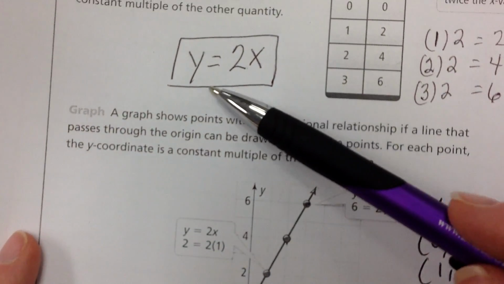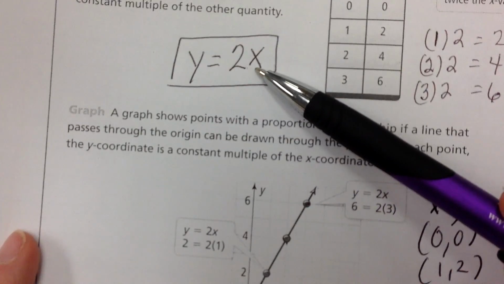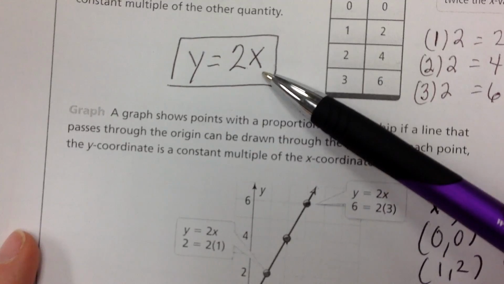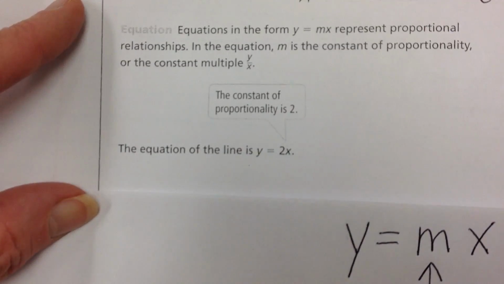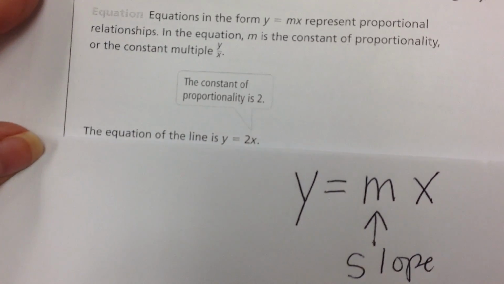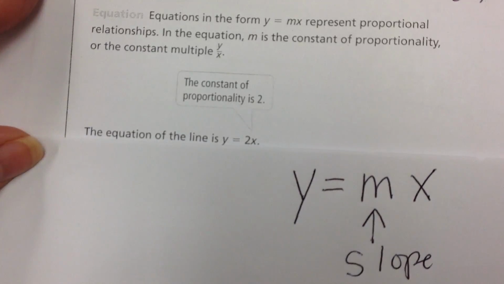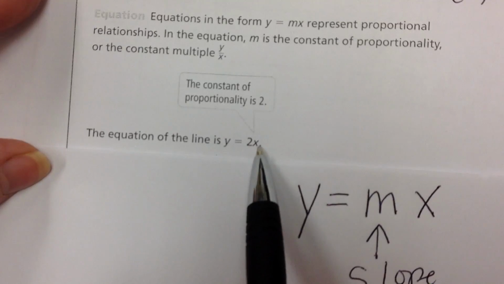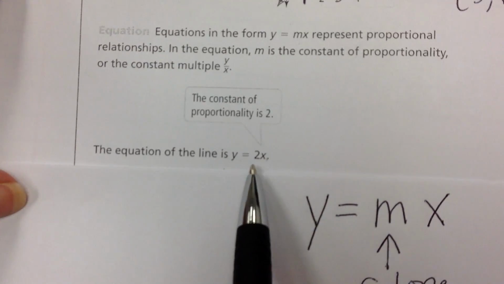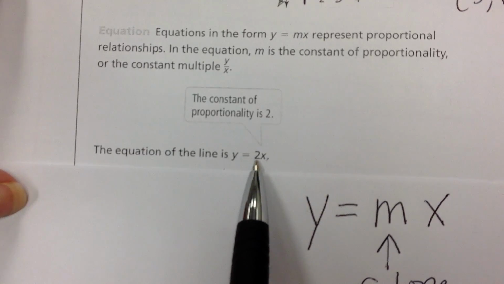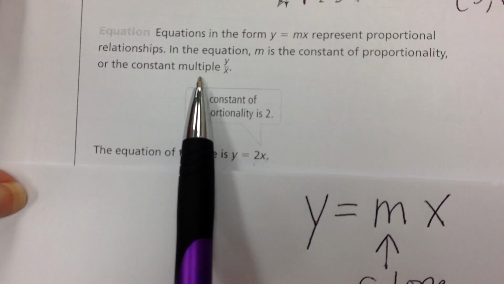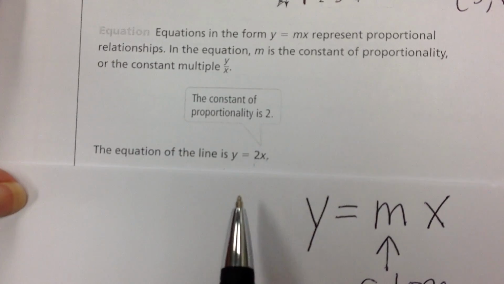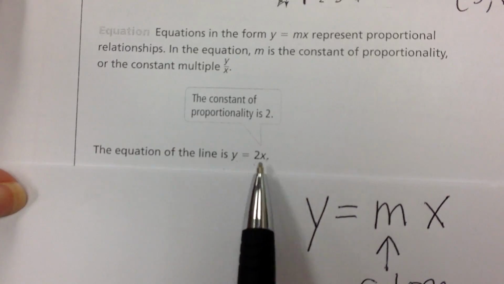Remember, I've already told you the equation y equals 2x. Y is twice the x value. So that's how we found the equation of this line to be y equals 2x. Right here, y equals 2x. This line has a slope of 2. The number in front of x is your slope. That is in the form of y over x, the constant multiple, but it is your constant of proportionality. Y equals 2x.